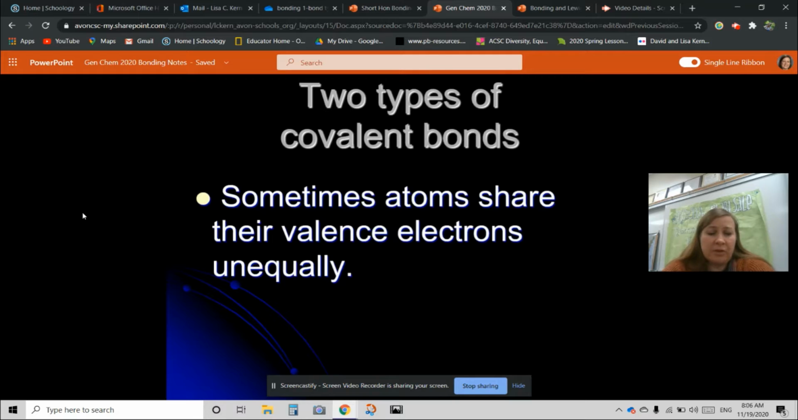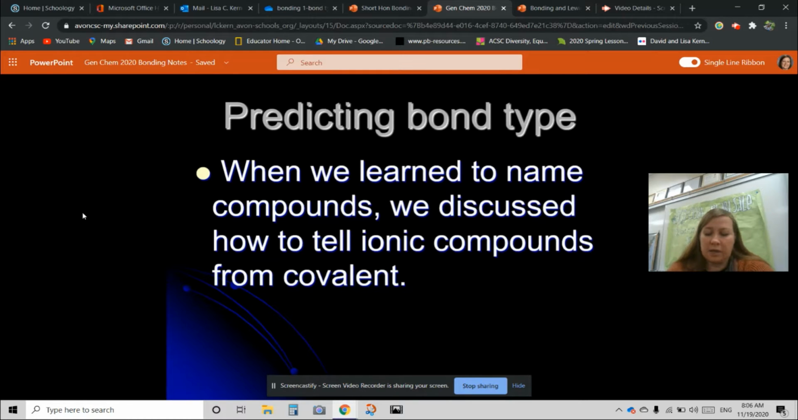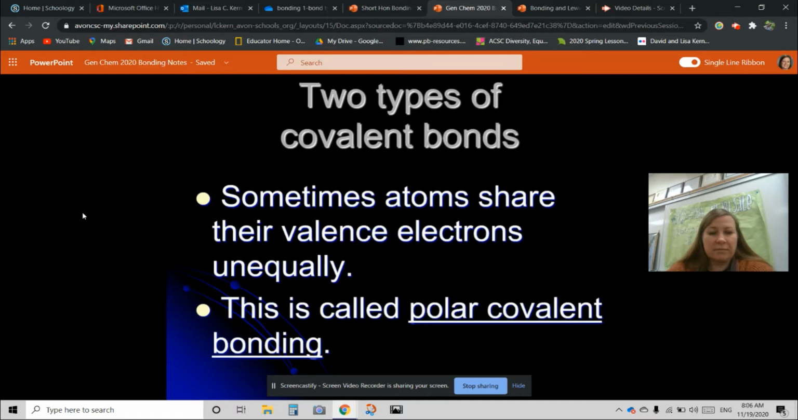Sometimes atoms will share their valence electrons in an unequal way. This is called polar covalent bonding. And you should pause and write those down. Maybe run it back.